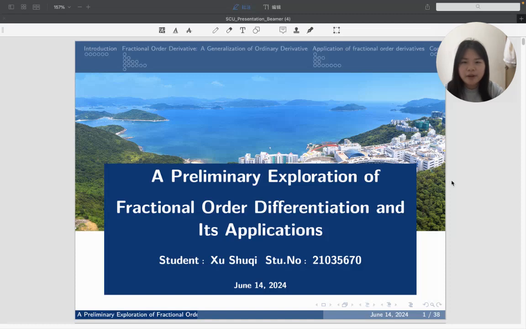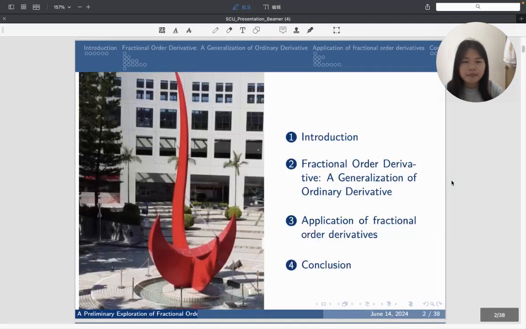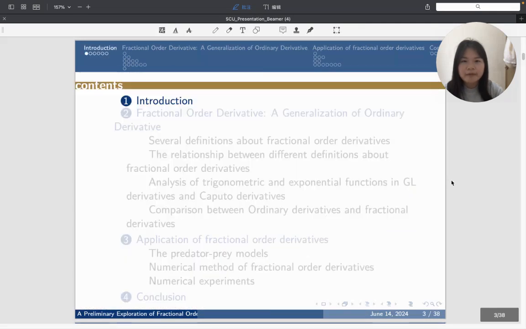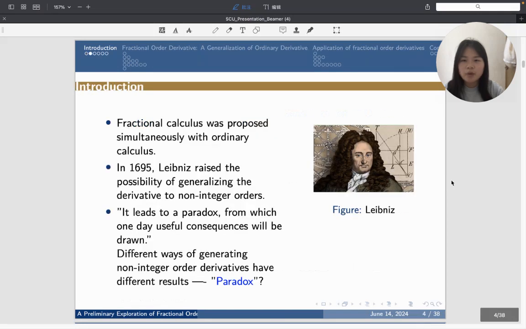Today, I'm going to talk about a preliminary explanation of fractional order differentiation and its applications. There are four parts. In the first part, I'm going to give a brief introduction. Fractional calculus was proposed as soon as ordinary calculus was proposed. It was also raised by Leibniz to generalize the derivative to non-integer orders. Leibniz also said that it leads to a paradox from which one day useful consequences will be drawn.